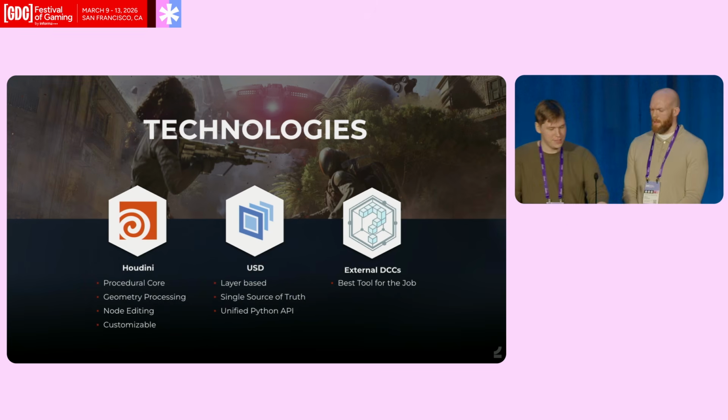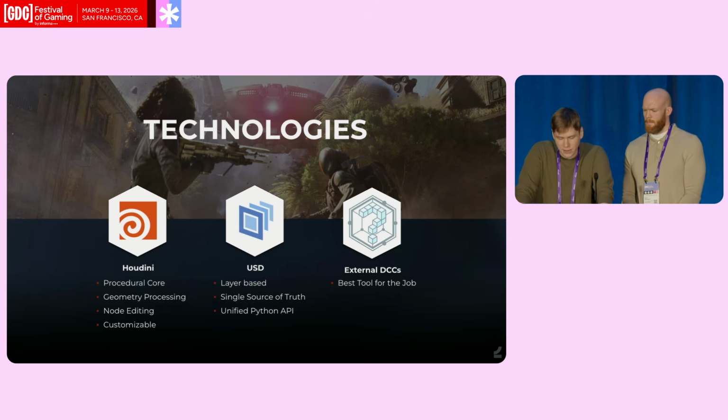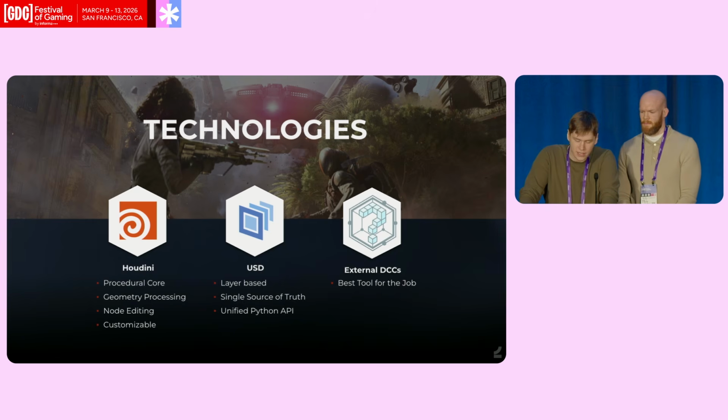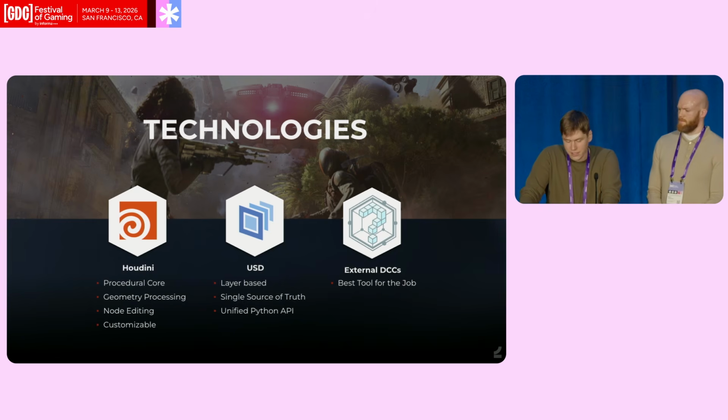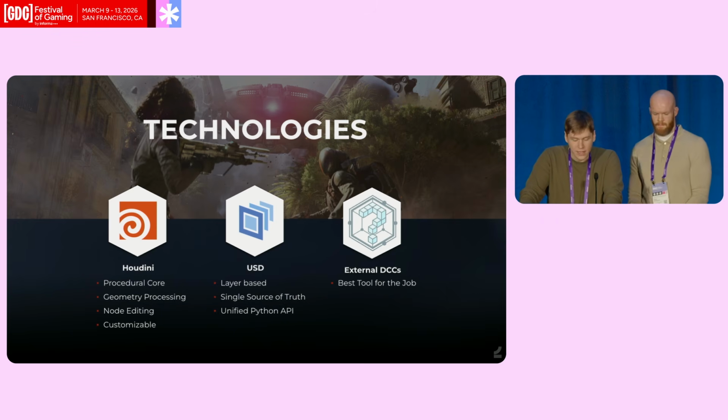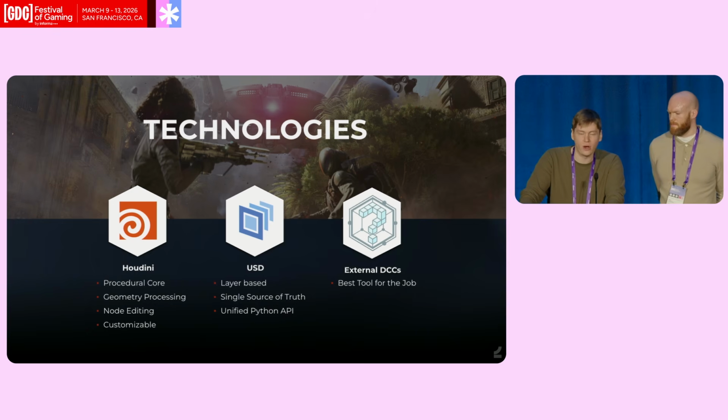So let's just revisit quickly what technologies bring us to this point, to achieve the goals. Firstly, Houdini, because it is our procedural core, basically, and it has great geometry processing. It also has a very mature node editor. And finally, customizable, because unfortunately, Houdini has a bit of a reputation of being scary, especially to artists, but it doesn't have to be. And since it's so customizable, we made an interface that eases people into the workflow, and now all the artists are working in Houdini.